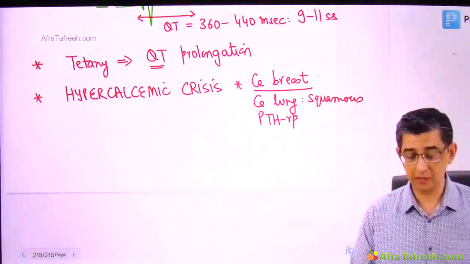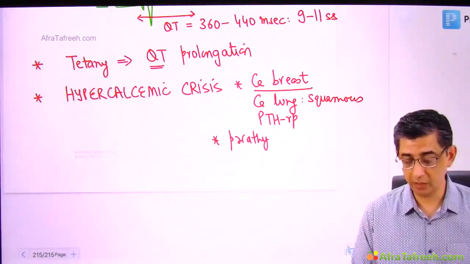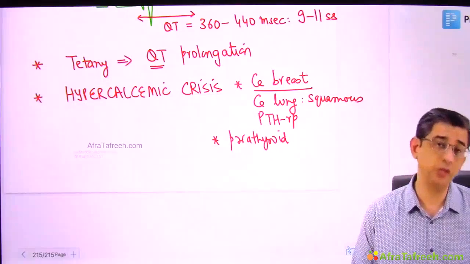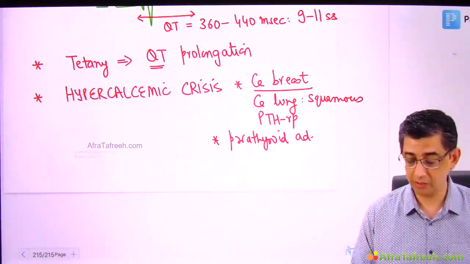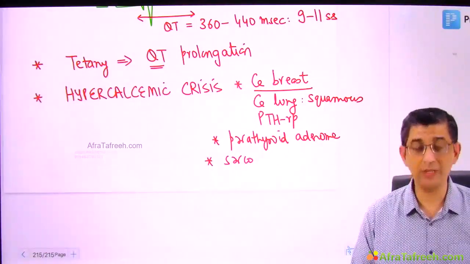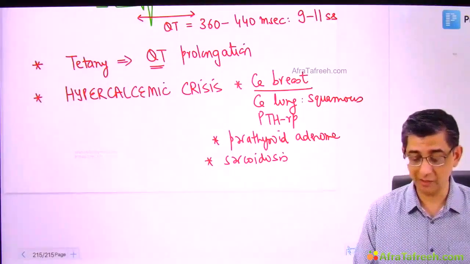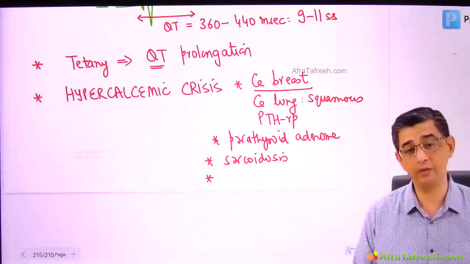Another cause of hypercalcemic crisis can be a parathyroid adenoma. There are 4 parathyroid glands, so the tumor can originate in any one of them, and it is usually more common in the inferior ones. The third important cause for hypercalcemic crisis would be non-caseating granulomas. The condition I'm talking about is sarcoidosis, where these granulomas can synthesize vitamin D3.